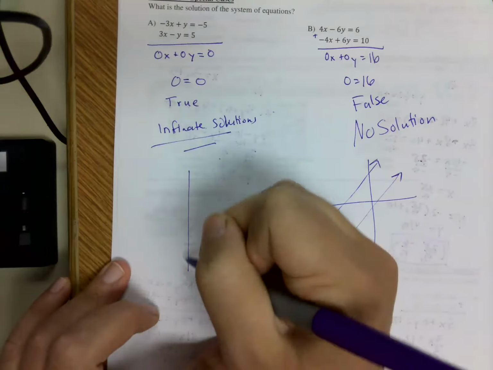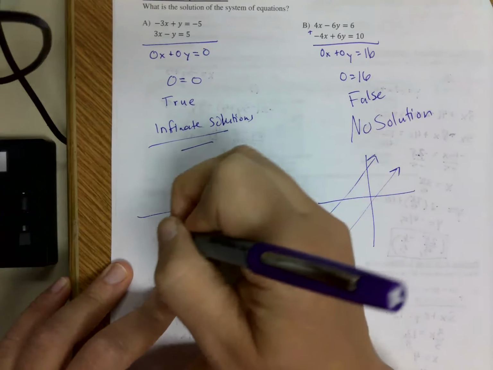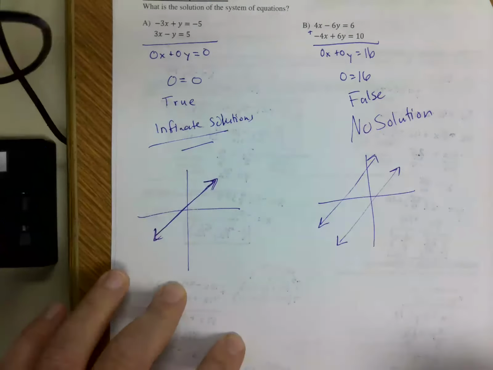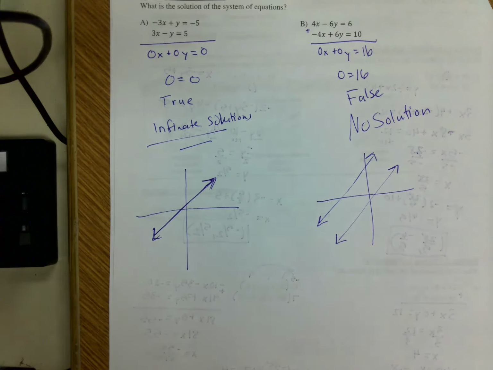If you have infinite solutions, that means if you set that equal to y, you have two lines that are on top of each other. So it's actually the exact same equation. So that's why you have infinite solutions.